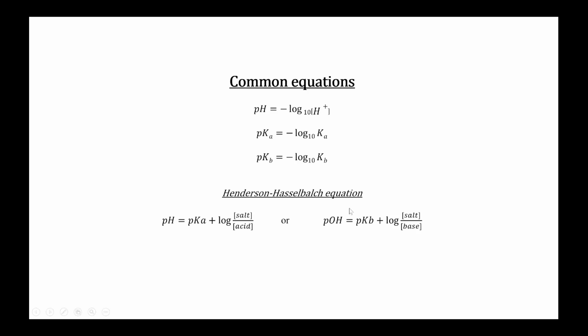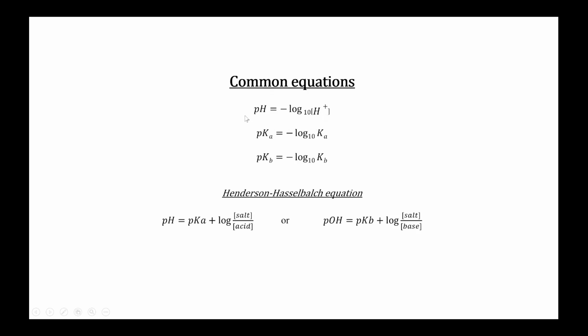Okay, so the first equation is pH is equal to minus log, negative log of H plus ion concentration. So this is a very well known equation. I hope all of you are familiar with this equation. So if you know the H plus ion concentration, you can always calculate the pH, and if you know the pH, you can always calculate the H plus ion concentration.